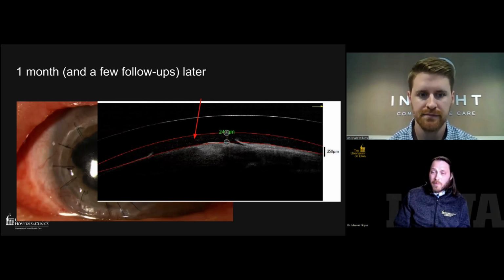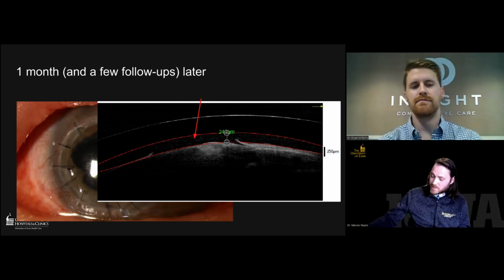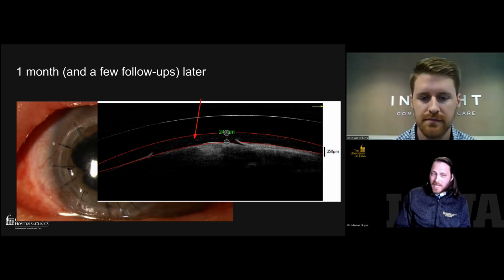Because of that, we refit him, and that's what this OCT is showing. So you can see the lens over top there with much more clearance all the way across the cornea, a much better fit. The reason for the touch beforehand was that when there's an eye this inflamed, its conjunctival shape is changing almost multiple times per day. So no matter what you get for the first thing, you're going to have to change it.